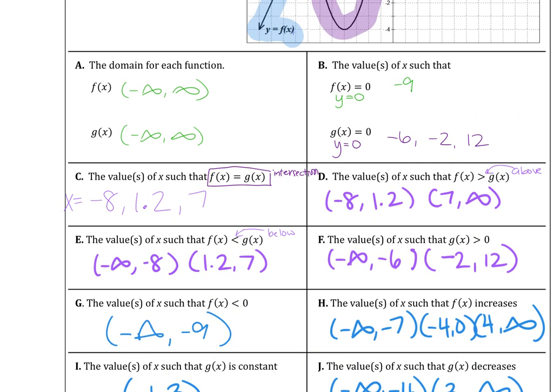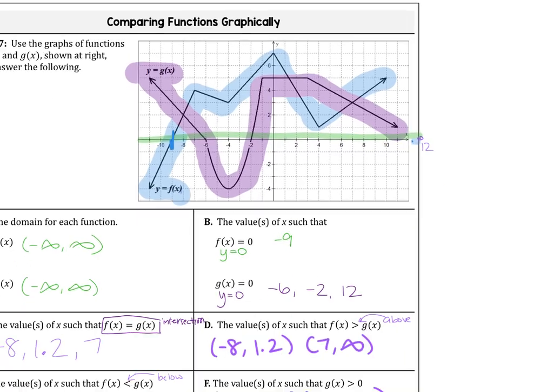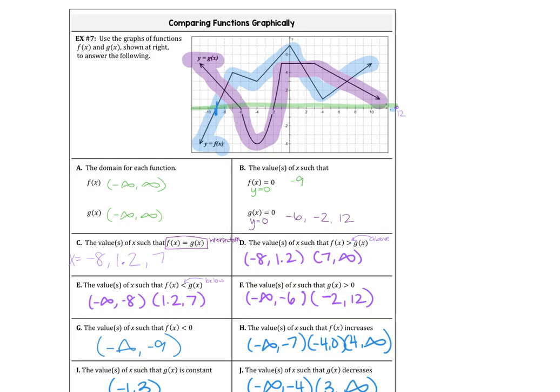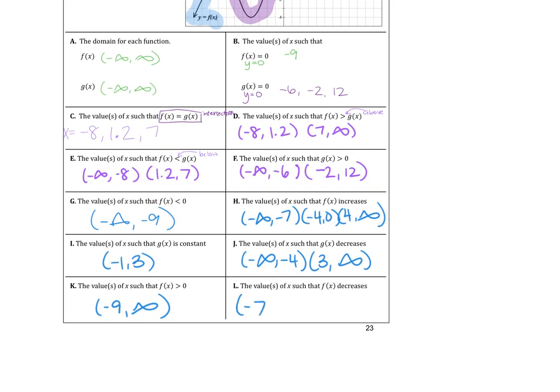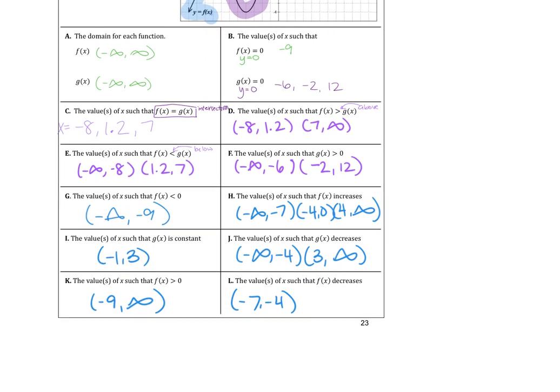Okay. So, what was it? F of x? F of x. Okay. F of x is our blue line, so it's greater than 0 from here all the way to infinity. Okay, so -9 to infinity. And then the values of x such that f of x is decreasing. Okay, so f of x, our blue line, is decreasing from here to here and here to here. So -7 to -4. And 0 to 4.